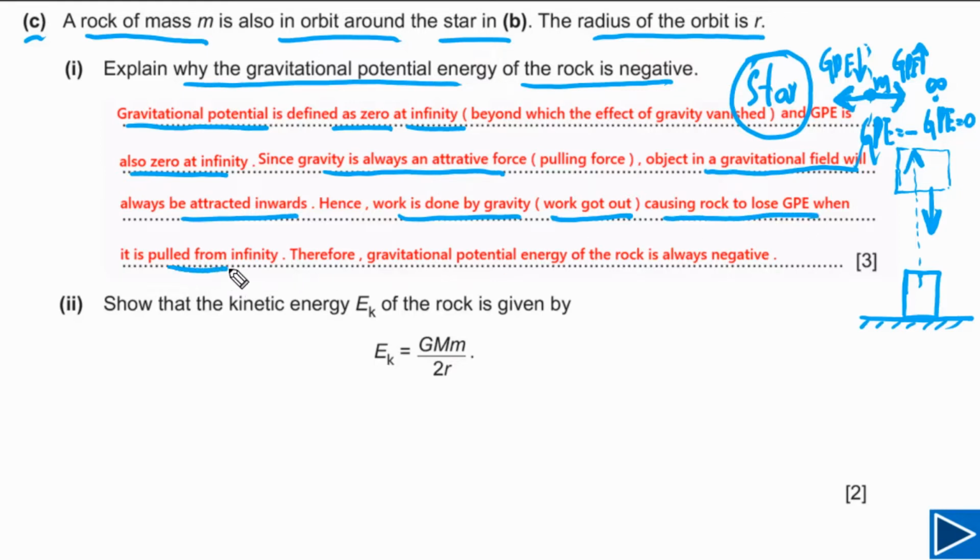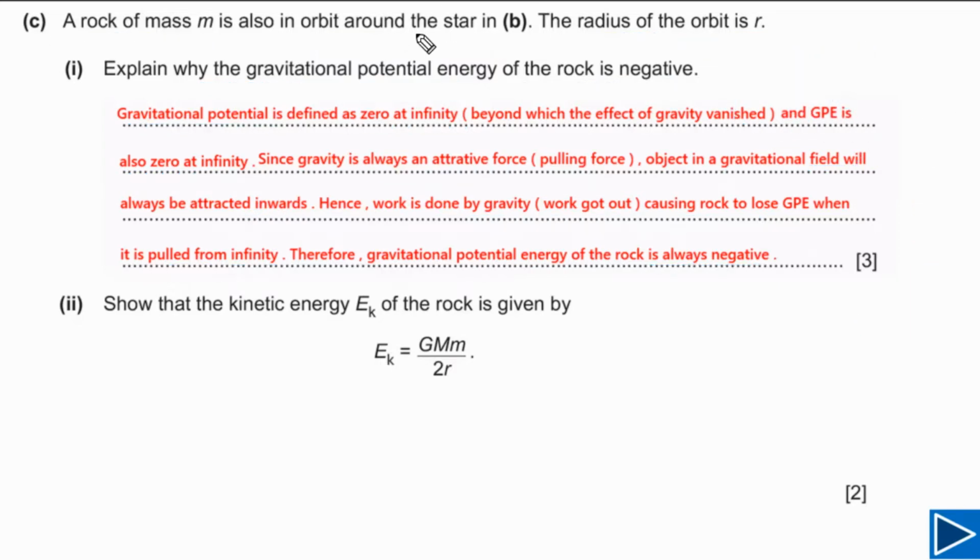So when it is pulled from infinity, means if we pull the object this way, work is done by gravity and GPE will decrease. So the gravitational potential energy of the rock is always negative, because the maximum is 0 and lower than that is negative. So between the star and infinity, GPE is always negative.